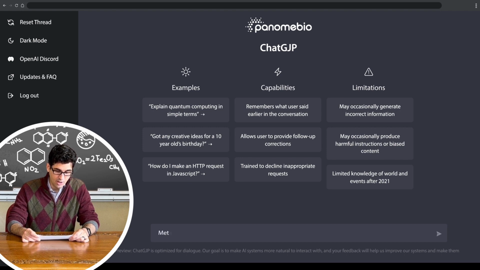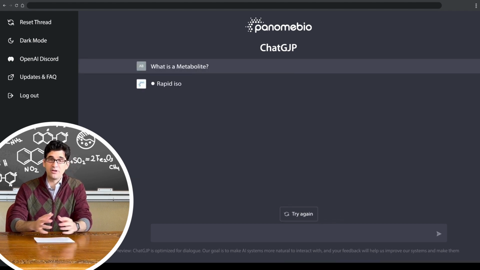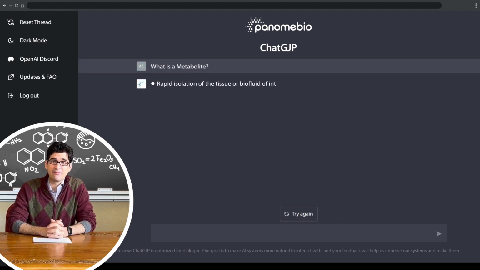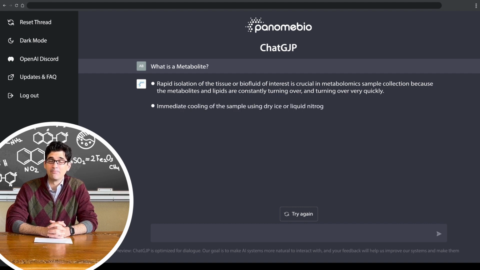The question is, what are the best sample collection practices for metabolomics? Well, it is important to recognize that sample collection practices are incredibly important when you're performing metabolomics. In metabolomics, we're obviously trying to measure metabolites and lipids, and the thing to recognize about them is that they turn over very quickly. Some metabolites are turning over on a millisecond timescale.